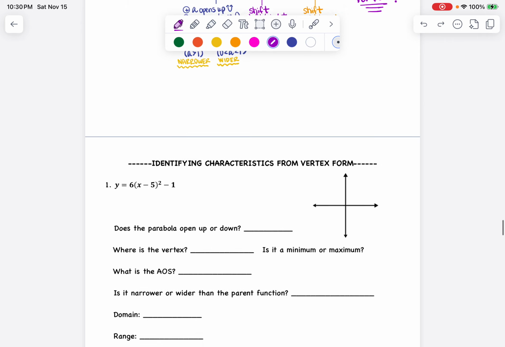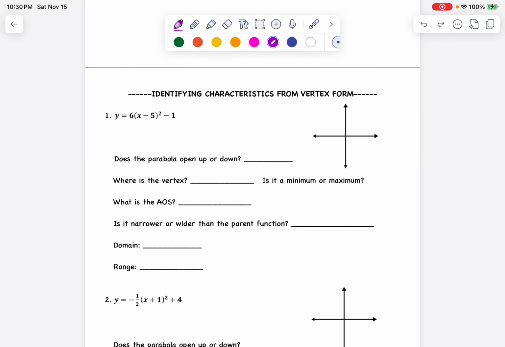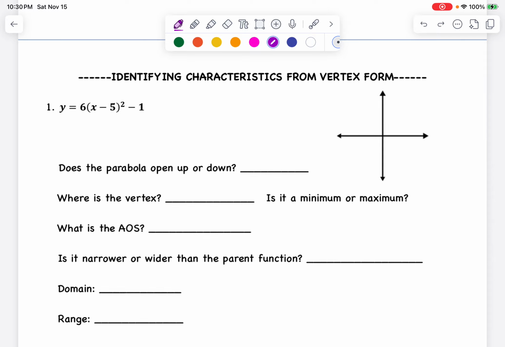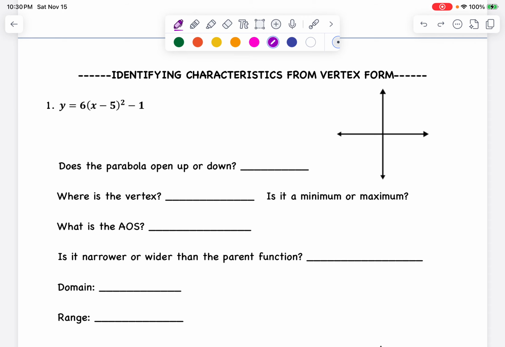All right, so here we go. Y equals 6(x minus 5) squared minus 1. Okay, so the first question is, does this parabola open up or down? Well, it's definitely going to open up, and I know this because the A is positive.